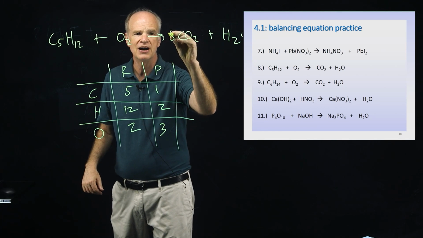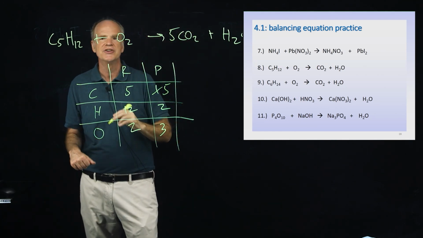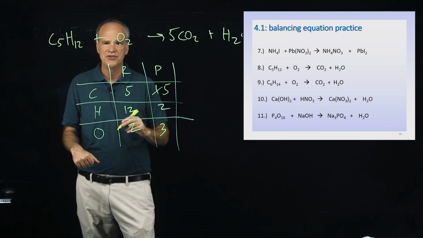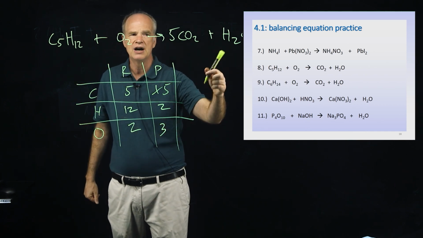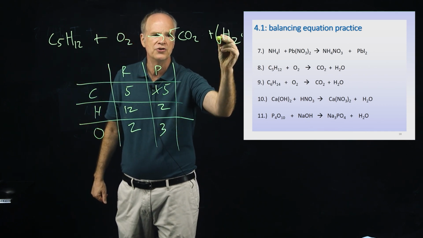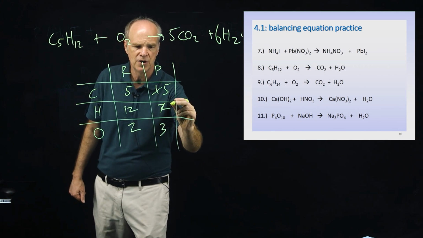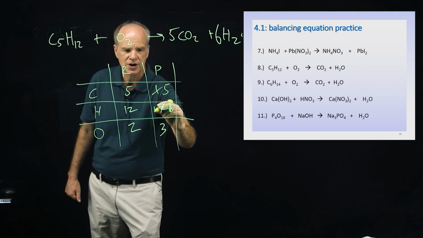So I will put a 5 here. And so the carbons are balanced. Okay, so now I want to balance hydrogens next. So we have 12 on the left and we have 2 on the right. So it looks like maybe if I put a coefficient of 6 here, then we will have a total of 12 on the right. And now the hydrogens are balanced. Excuse me, we're now up to 12.